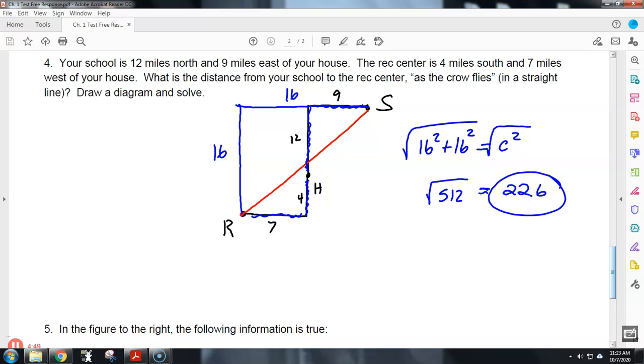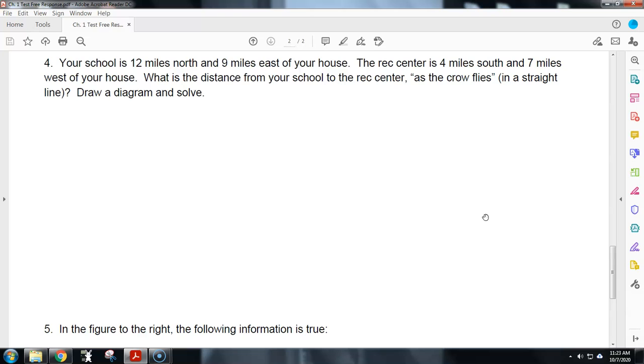22.6. You also could have used the shortcut that whenever you have half of a square, which basically is what we have here, I know that it's going to be the length of the side times the square root of 2, which should also give me 22.6. Might be a little quicker to do it that way.